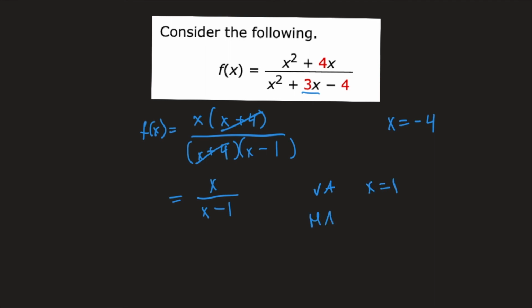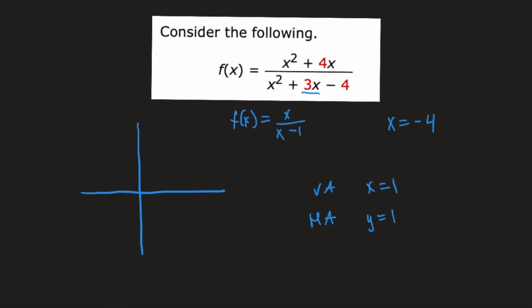And a horizontal asymptote is just the ratio of the leading coefficients, because the powers at the top and the highest power of the bottom are equal, which means y is equal to 1. Let's take a look at the graph of this function. We have vertical asymptote at x equals 1. This is x equals 1. This is my vertical asymptote here. Horizontal asymptote at y equals 1, which would look something like this.